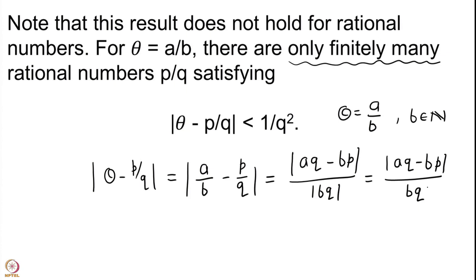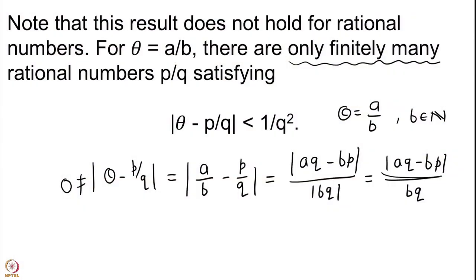So, we have this and assume that this is not 0, because if this is 0, it would mean that theta is p by q, and anyway that is just one rational number. So, we start by looking at all the other rational numbers satisfying this inequality. If among the other ones there are only finitely many, then adding this single one also, the set will still remain finite. So, that is what we are going to look at. Since this number is not 0, the numerator has to be non-zero, and it is now a positive integer because we are putting a mod on that.